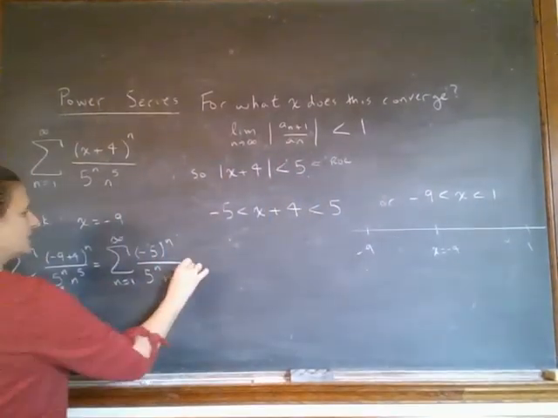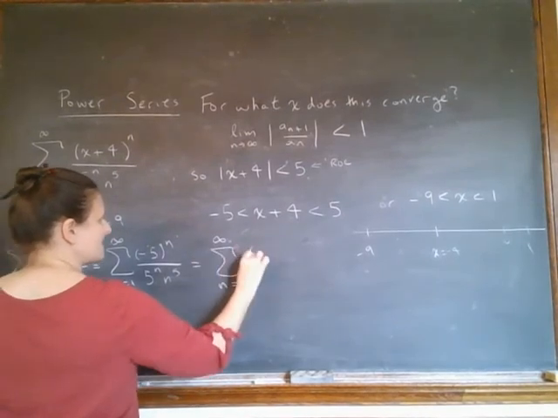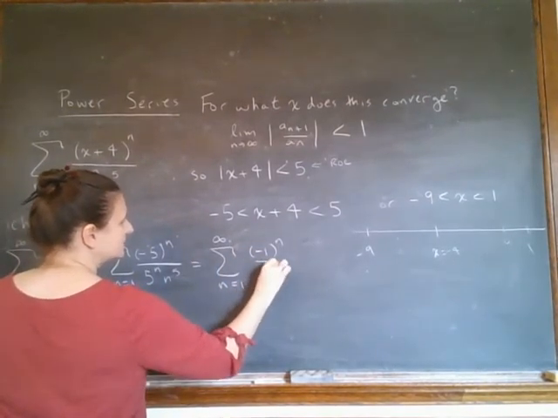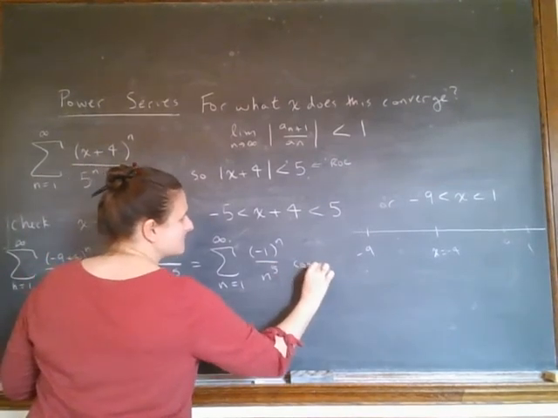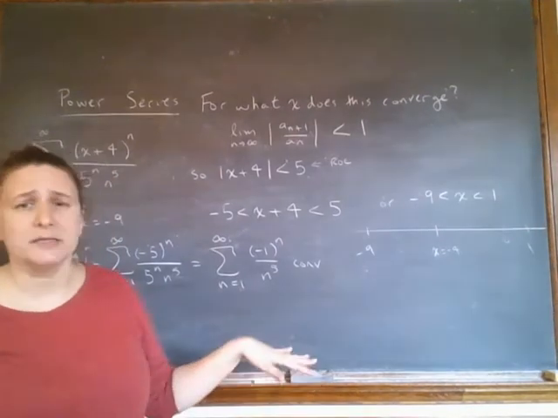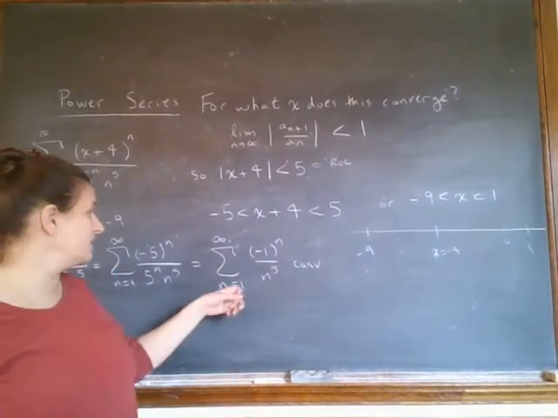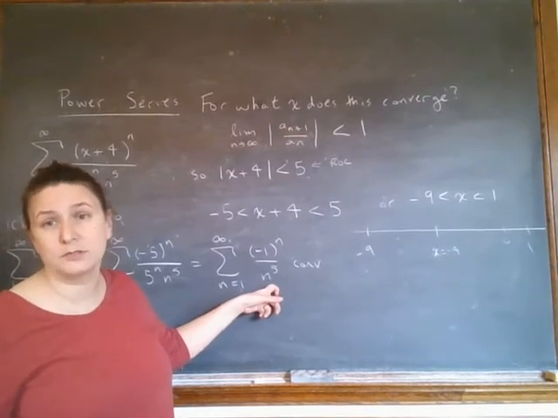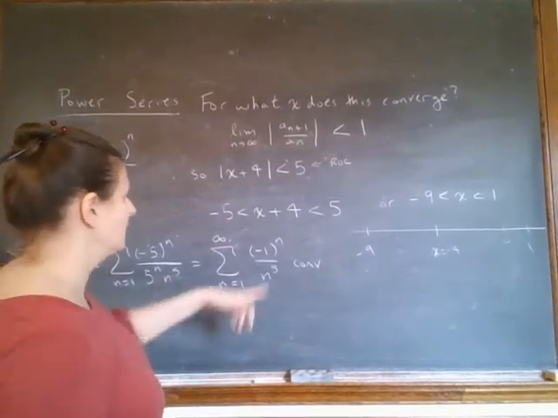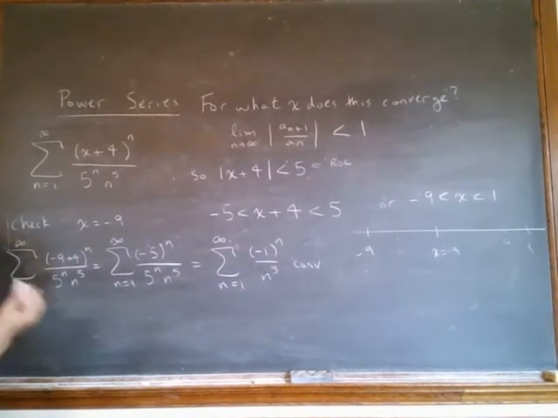Okay. So this is going to be -1 to the n over n to the 5. Well, this converges, right? In fact, it converges by the alternating series test, but you could also say it converges absolutely because it's a p-series with p greater than 1, so if it converges absolutely, it converges. Either way you want to do that, you're going to get that it converges there. Now my other endpoint is x equals 1.